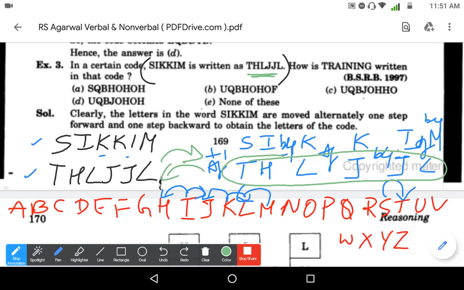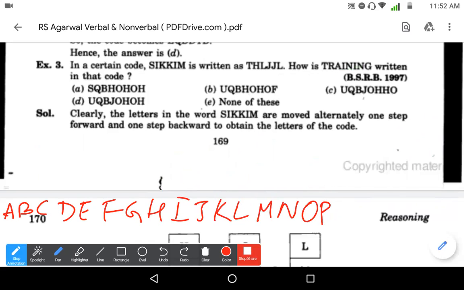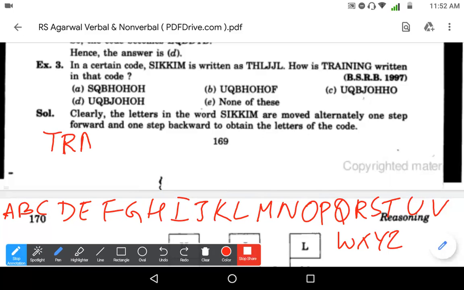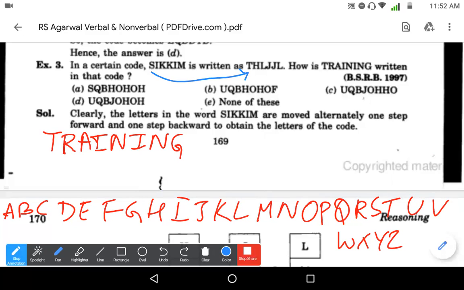Now let us solve using the same rule. Let us solve it for TRAINING. Again, I'll write down A, B, C, D, E, F, G, H, I, J, K, L, M here for your reference. Now, we are supposed to code TRAINING. And moreover, write down the letters properly in the word. If you miss any letter, the code will go wrong. Okay, now let us start. So first we have to start with the after letter, correct? Because after S was T.